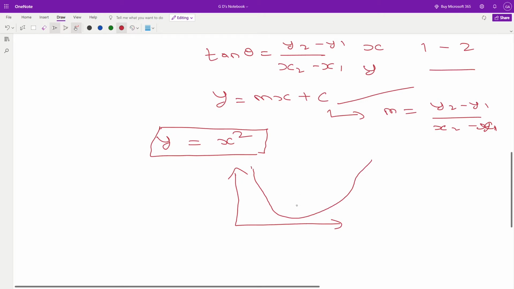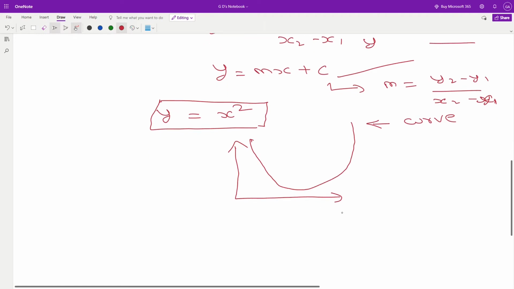Your graph of the equation will be something like this. Now, you can see clearly that this parabola is no longer a line. This is no longer looking like a line. In this case, if I want to find the slope of this curve, how do I find it? That's the main point.